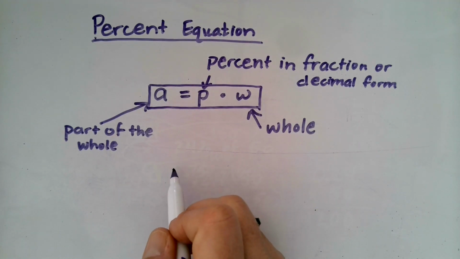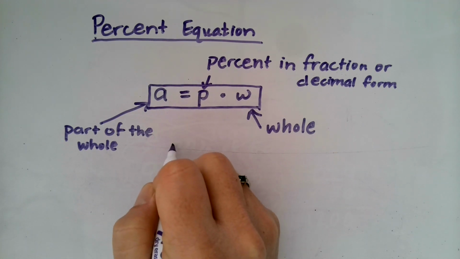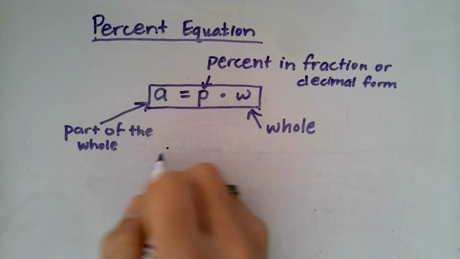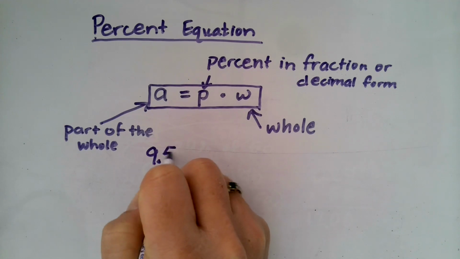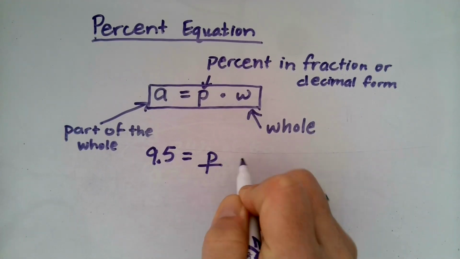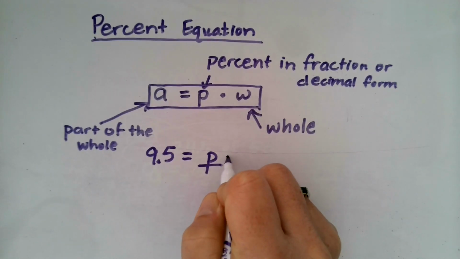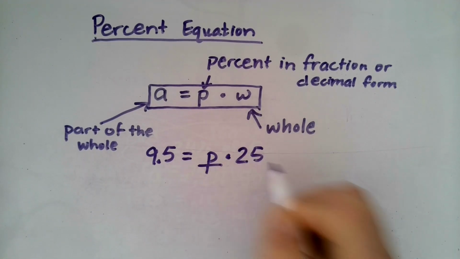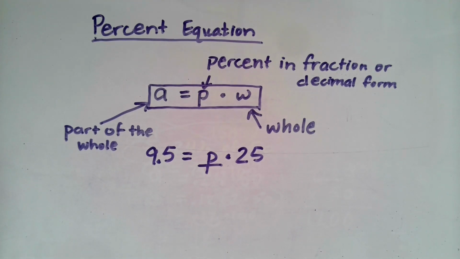So here's the next one. 9.5 is what percent of 25? So 9.5 is what percent? Ooh, we don't know our percent, but we do know our whole would be 25. So deciphering what parts you know is the most important part. So let's go back to that. 9.5 is what percent of 25? Another way to think of it is 9.5 equals what percent of 25?